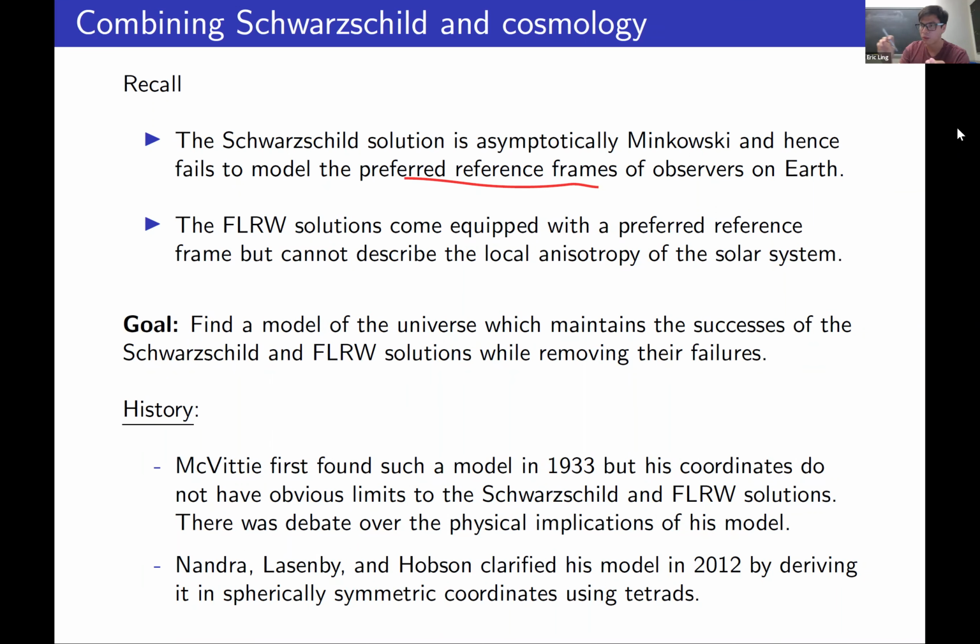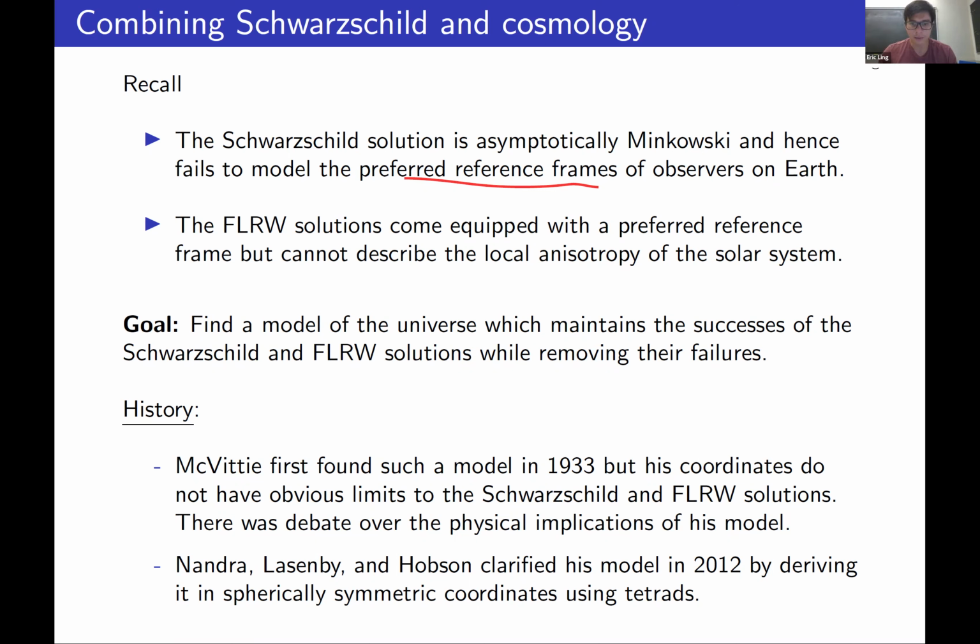So the FLRW solutions can be equipped with this preferred time direction, but cannot describe the local anisotropy of the solar system. And so the goal is to find such a model of the universe which maintains the successes of the Schwarzschild and FLRW solutions, but removes these limitations. Some history: this was done very early on. McVittie, I think that's how you pronounce his name, found such a model all the way back in 1933. He used coordinates that corresponded to the isotropic coordinates that one has with Schwarzschild. There was some debate over what the physics going on in McVittie's model is.